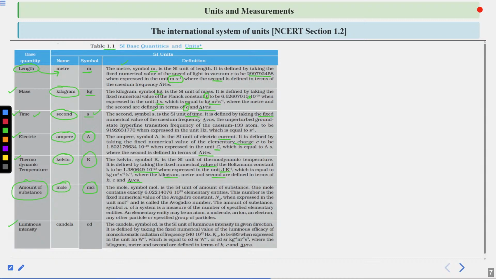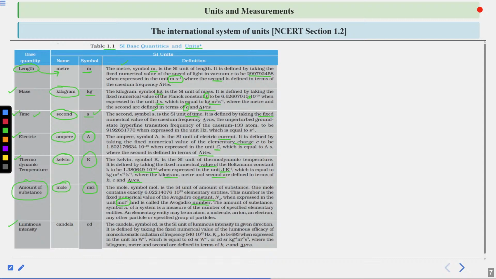Now, mole is the unit of amount of substance in the SI system. 1 mole contains exactly 6.022 into 10 raised to the power 23 elementary entities. This number is the fixed numerical value of the Avogadro constant, Na. So Na is the Avogadro constant when expressed in the unit per mole, and it is called the Avogadro number.